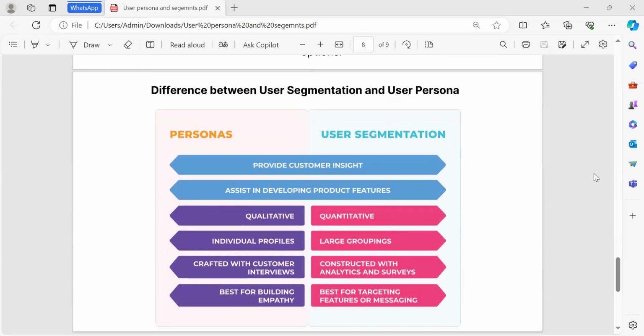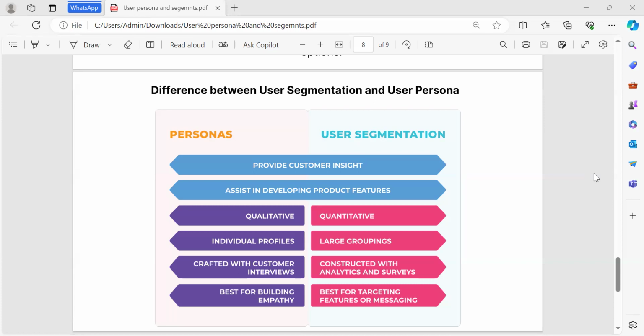So let's come to the difference between user segmentation and user persona. They both provide customer insights, as we already discussed. They assist in developing features because we get to know the pain points. Then the persona is basically qualitative, since we have discussed goals, challenges, and needs. The user segmentation is, on the other hand, a quantitative thing. You know how many segments there are. In each segment, you know how many users there are, and you know how to send personalized communication or do whatever you want, but you have numbers for them, so that is quantitative.